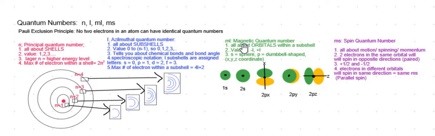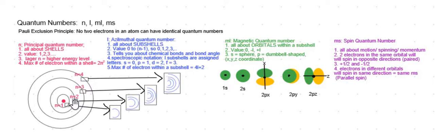Now for ml, which is the magnetic quantum number, that's all about the orbitals within the subshells, and its values could be 0, -1, +1, -2. It's just all positive and negative integers, including 0. And each of them has a certain shape. So for example, for level 2, n is 2, so l is 0, 1. ml would be 0, and ml will also be -1, +1, because remember, ml ranges from negative l to positive l, whatever the value of l is.